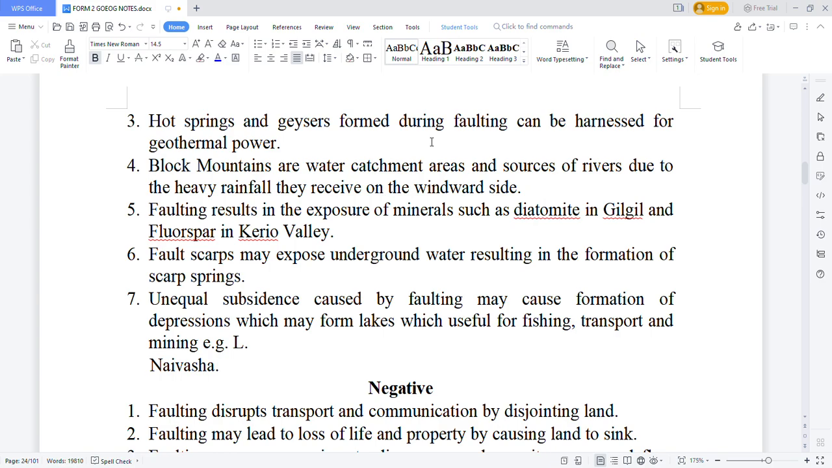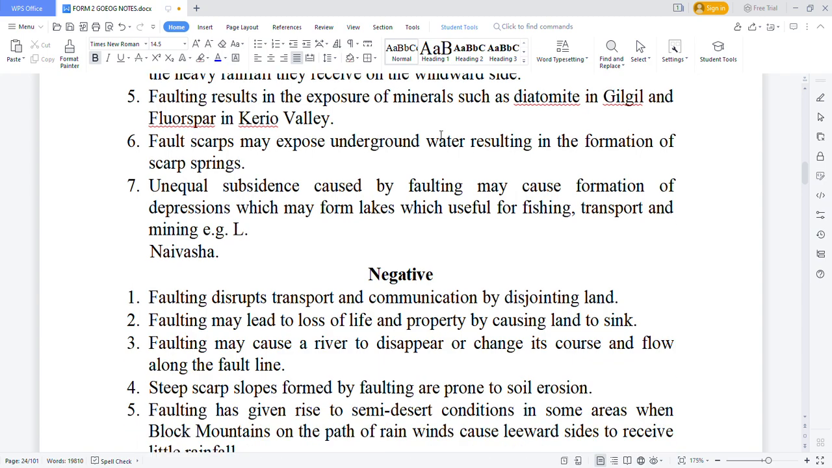Number 5. Faulting results in the exposure of minerals such as diatomite in Gilgil and fluorspar in Kerio Valley. Number 6. Fault scarps may expose underground water, resulting in the formation of scarp springs.